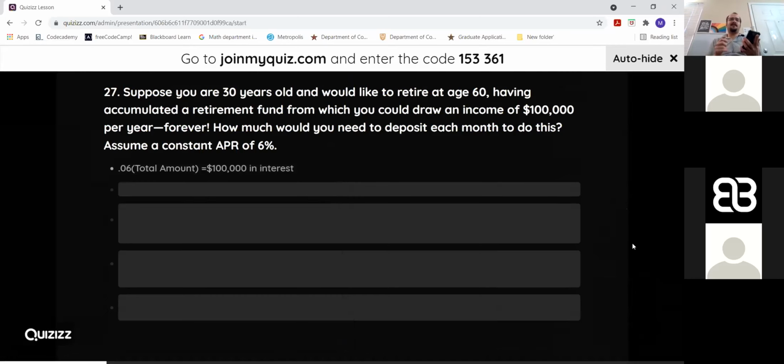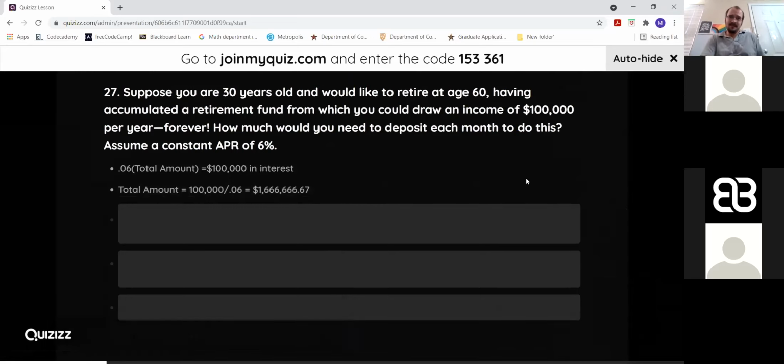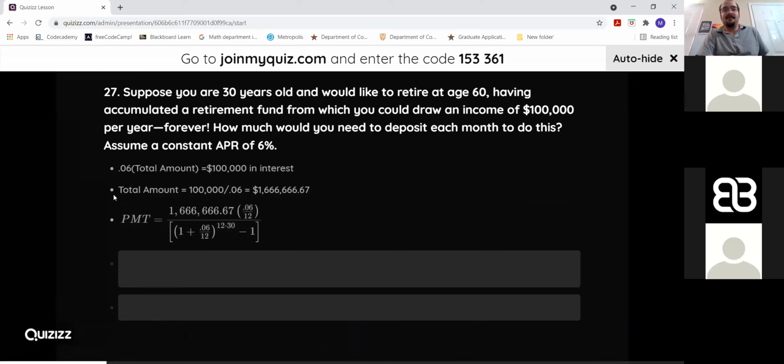All right, so this is what I was saying. We have 0.6% of some total amount. We want to just skim off the interest, so we want something that's going to give us 100,000 in interest. That total amount is going to be 1,606,666. And we have 6% interest. This is the amount we're going to save up to. We're dividing by 12 months. Same thing here, 0.06 over 12, 12 times Y, which is 30, and we're subtracting 1.